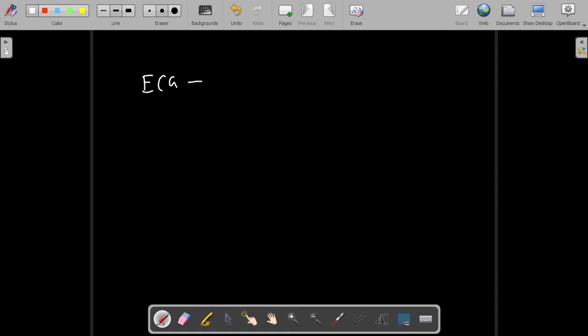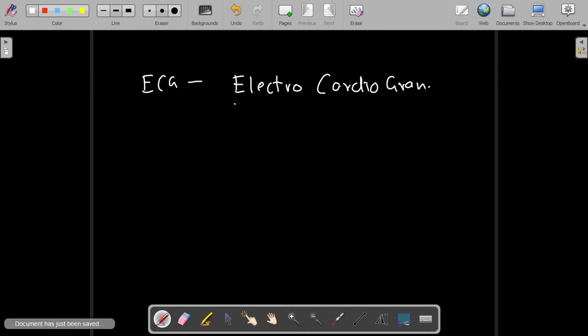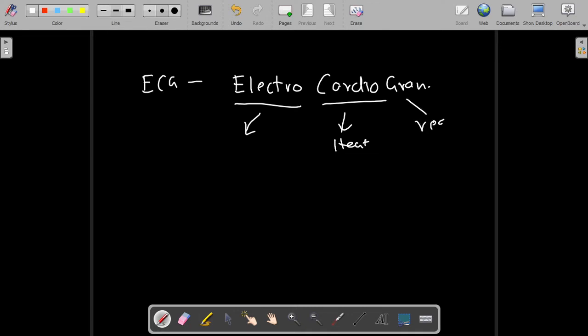We all know what is ECG. ECG is the abbreviation of electrocardiogram. As the name indicates, electro means it's an electrical signal, cardio means it's heart, and gram is recording. So it is a recording of electrical activity of the heart.